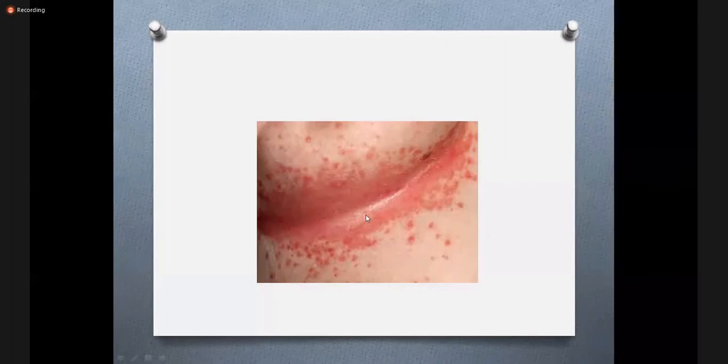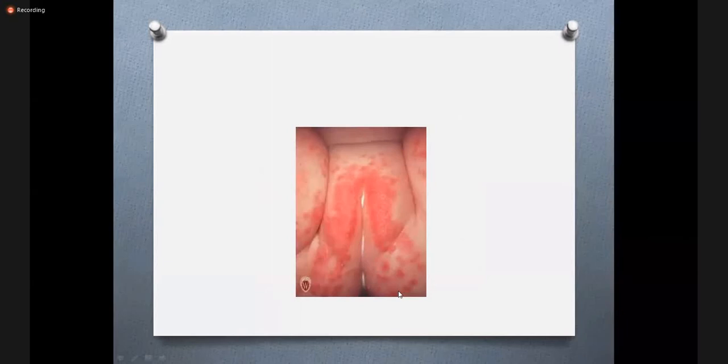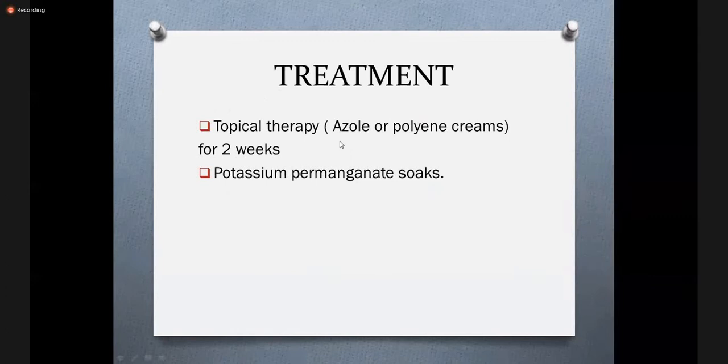Now, perineal candidiasis of infancy, also known as diaper or nappy candidiasis, involves yeast colonization from the patient's GI tract. It is due to chronic occlusion by the wet diaper, which aggravates the infection. Pustules with irregular borders and satellite lesions are formed. Okay, satellite lesions. This is nappy candidiasis, a diaper dermatitis. Okay, the treatment is topical azole creams and potassium permanganate soaks.